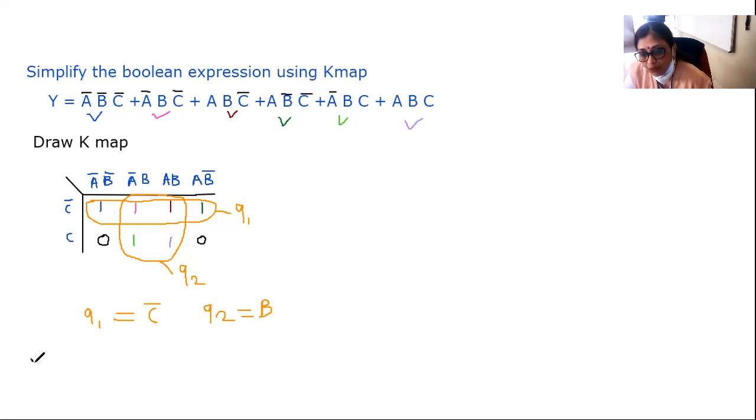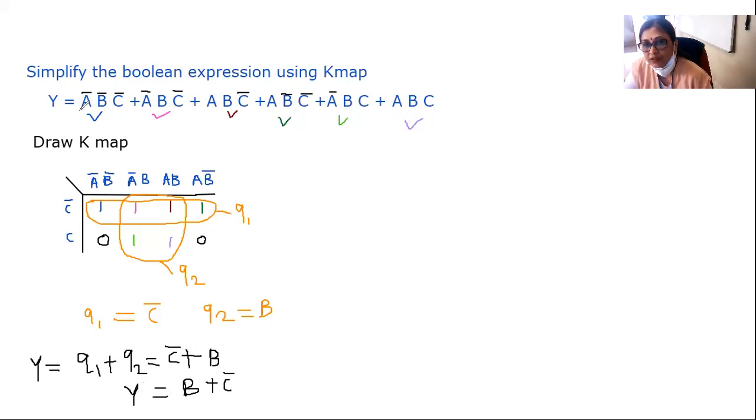Now let us write Y. Y is equal to Q1 plus Q2, which is equal to C bar plus B. Write it in proper sequence by using the commutative law. You can write it as B plus C bar. Y is equal to B plus C bar is your required result. You can observe such a big expression is simplified into such a small expression.